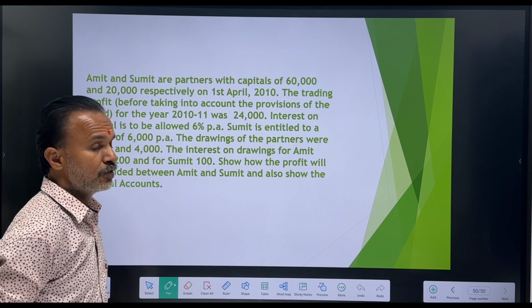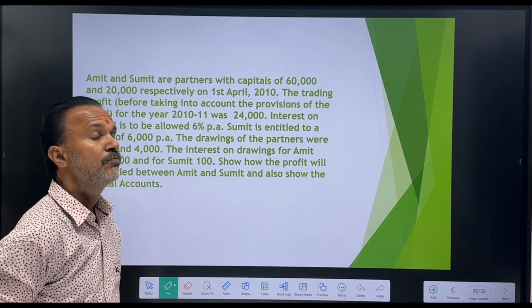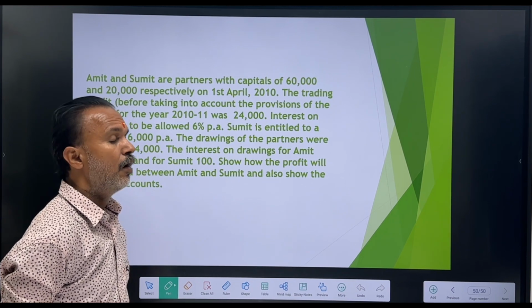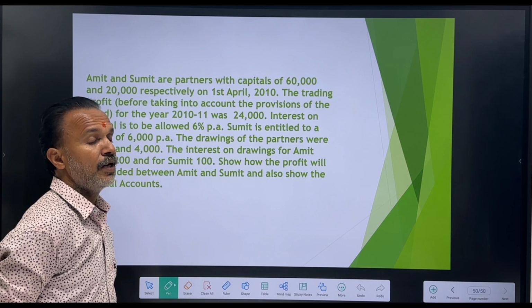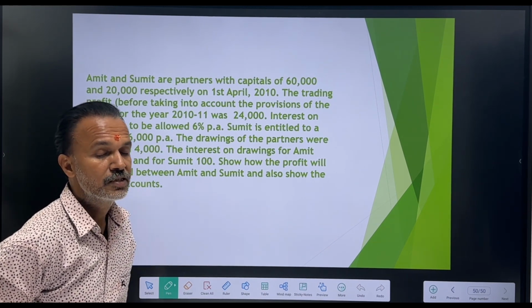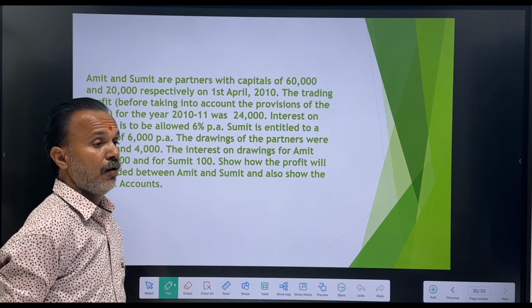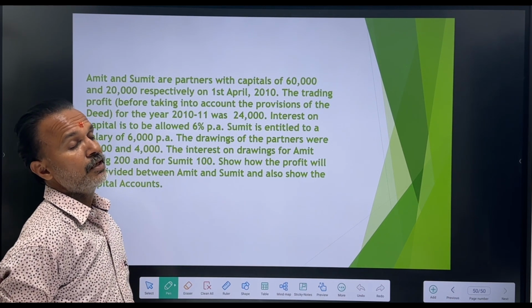If nothing is mentioned in the question, then we treat the capital account as fluctuating capital account. Or if in the question it is mentioned to prepare only capital account, not current account, then capital account is fluctuating capital account. Or if in the question it is mentioned to prepare capital and current both accounts, that means capital account is fixed capital account.